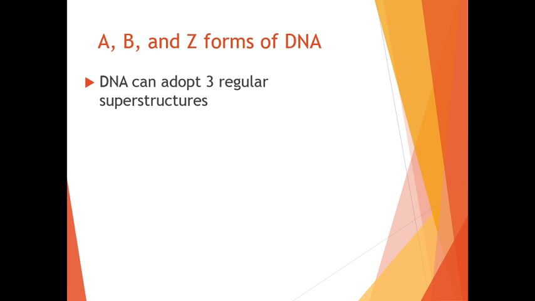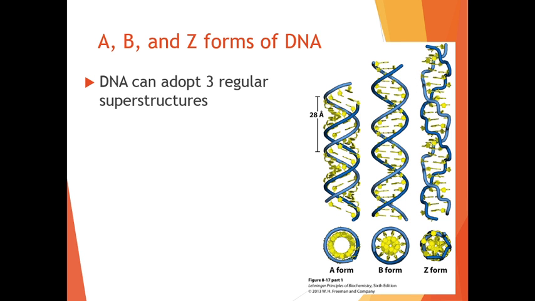DNA can adopt 3 regular superstructures. As shown in this figure, there are 3 different forms of DNA: the A form, B form, and Z form. Each structure shown here has 36 base pairs. And in here, the blue color is the phosphate backbone, and the yellow colored molecules shown here are ribose and bases.